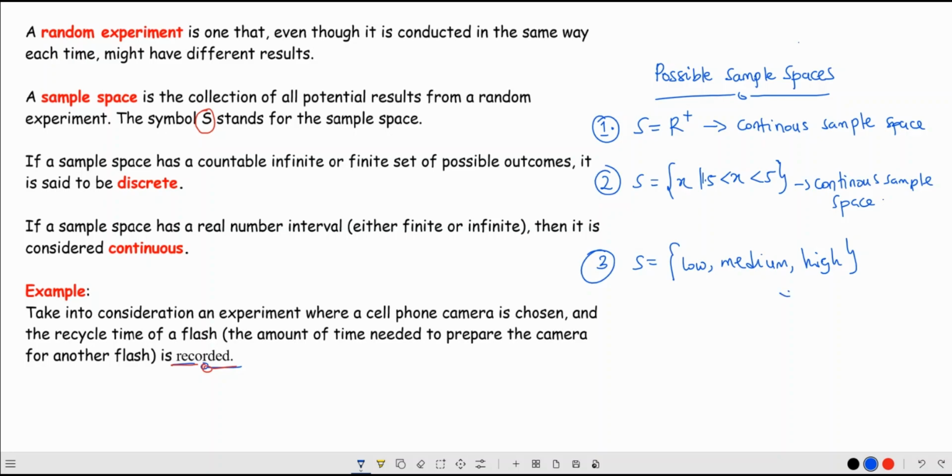You will term this a discrete sample space because, one, the outcomes are distinct, and two, they are countable.